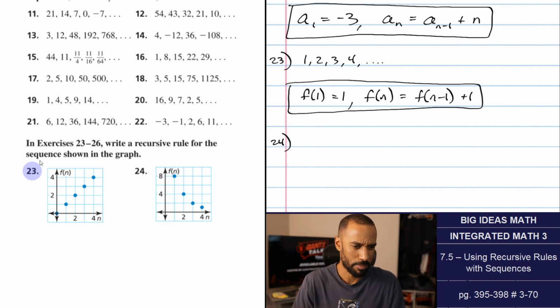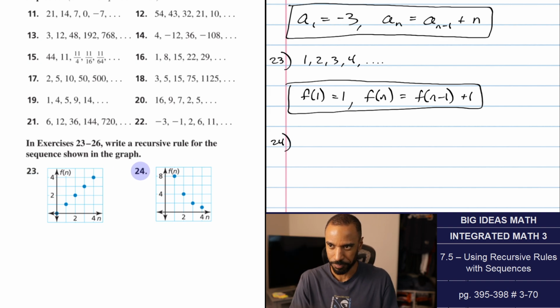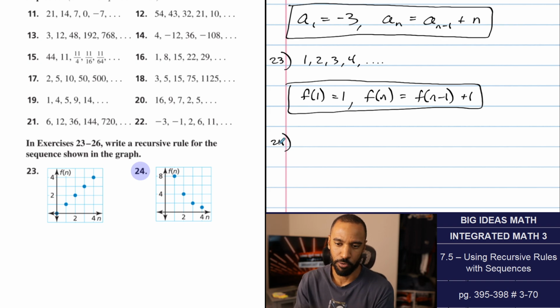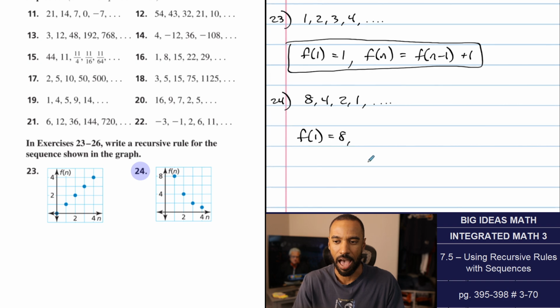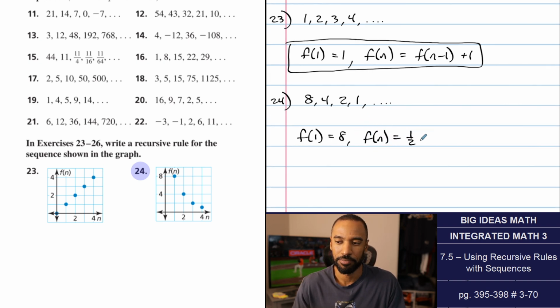Number 24, same thing this time. I don't see an f of 0. So we're going from 8 to 4 to 2 to 1. We're dividing them by 2, which means multiplying by 1/2. So the first term is 8, and then you're taking half of your previous amount. So literally times 1/2. F of n is 1/2 times the previous term.